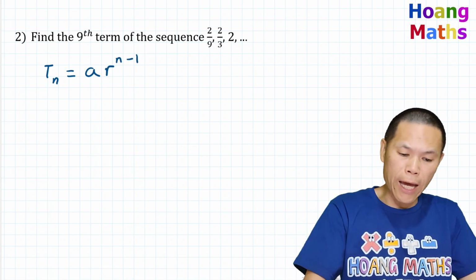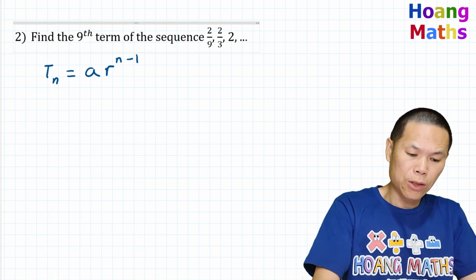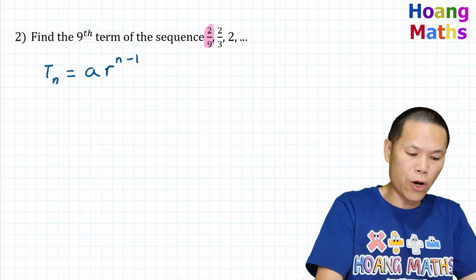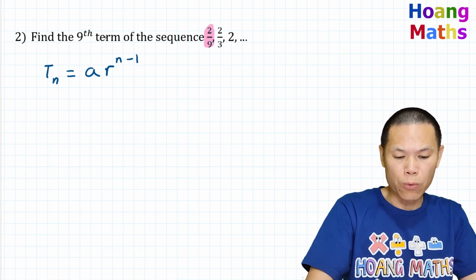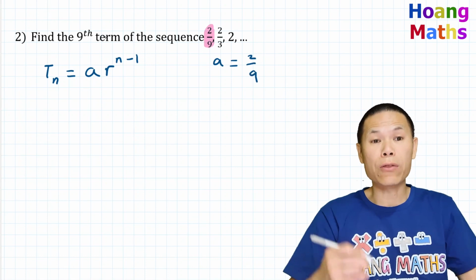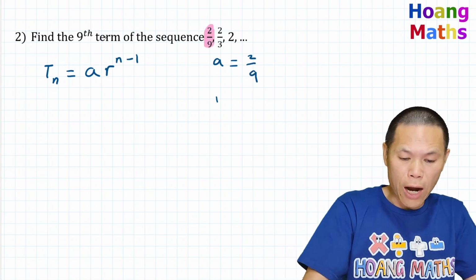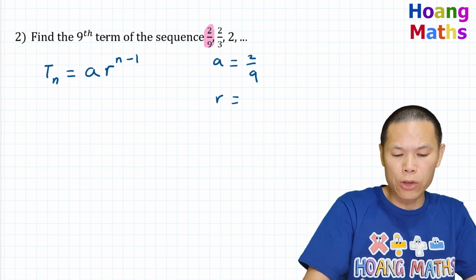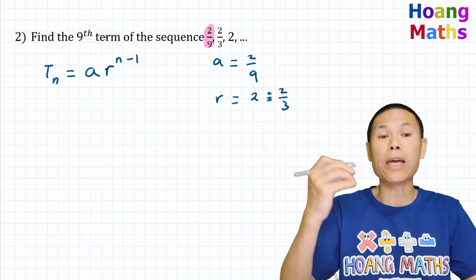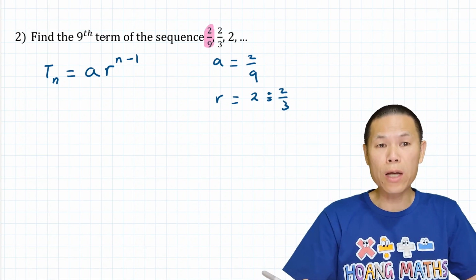So we know that A is the first term. So that is 2 over 9. Let me just write this down. So we know that A is 2 over 9. To work out the common ratio R, I can just quickly use term 3 divided by term 2, that is 2 over 3. Or you can write term 2 over term 1.